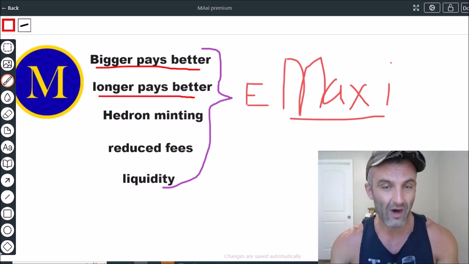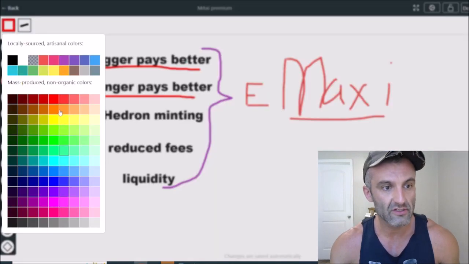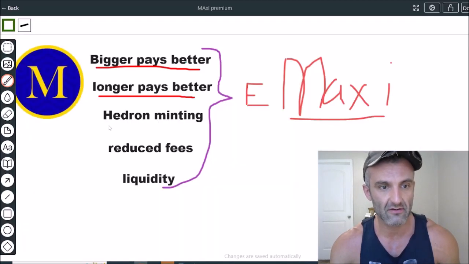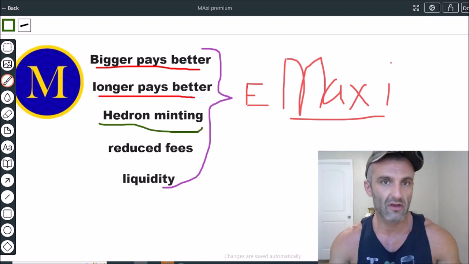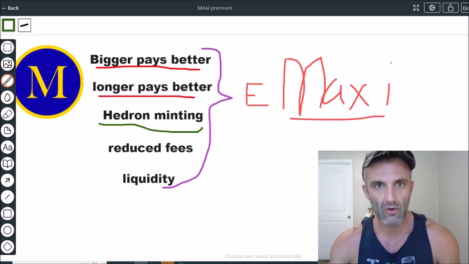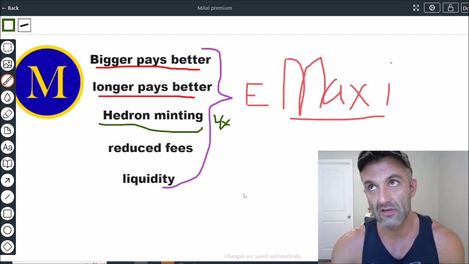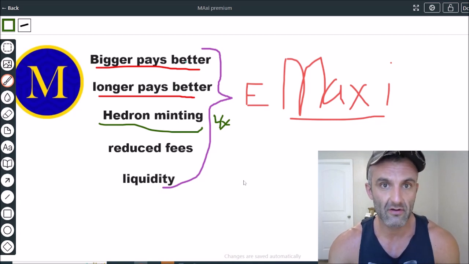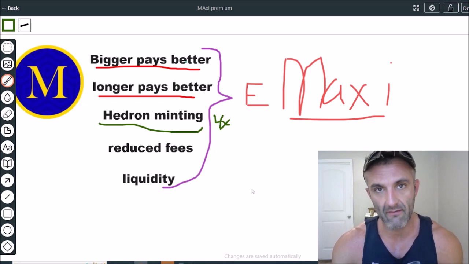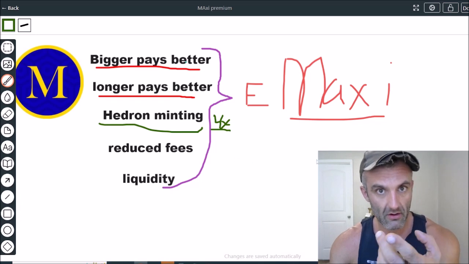While they were doing this, Hedron was still in their minting phase, or their bonus phase or their introductory phase, whatever you want to call it, where I believe they got a 4x on their Hedron. Instead of minting one Hedron for every B share, it's now going to be 5 Hedron for every B share. So this is going to basically just print free money for the maxed out.